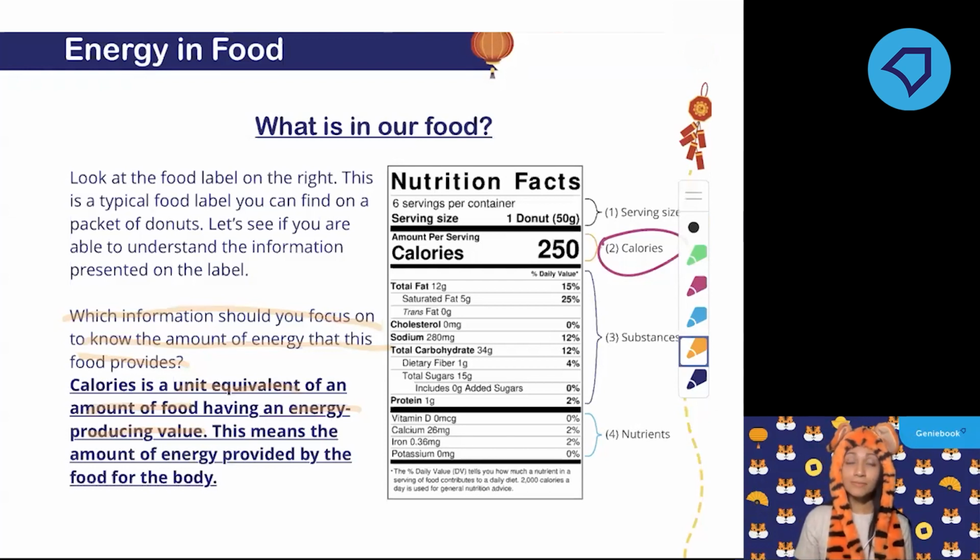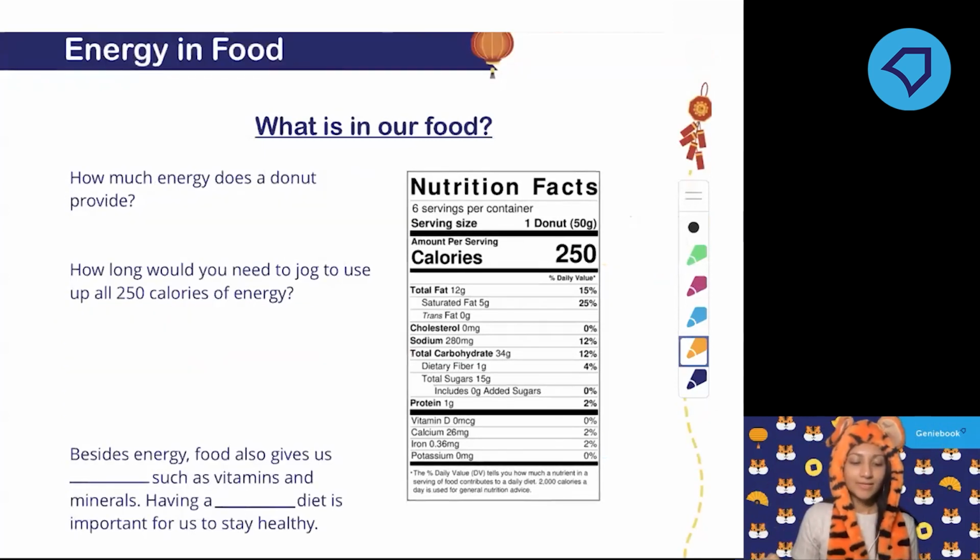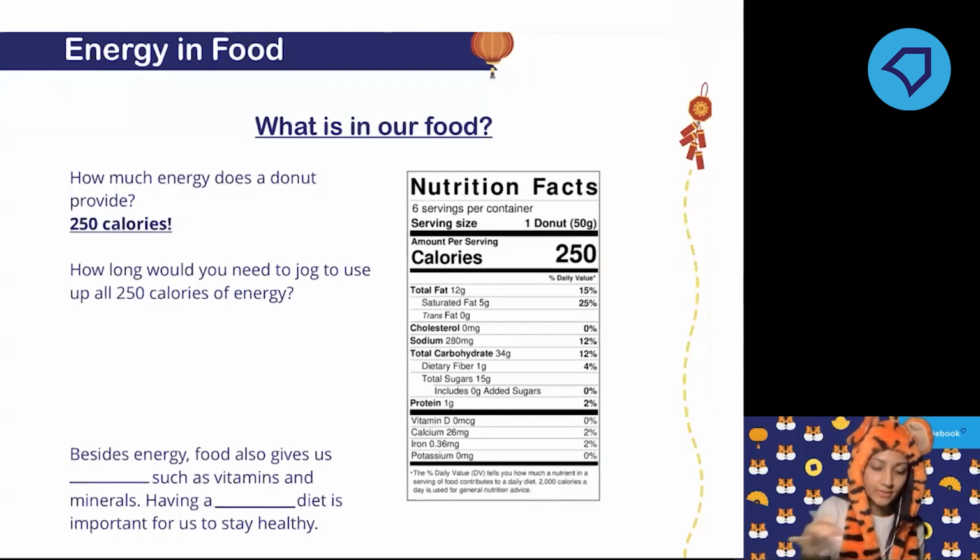Sometimes they use joules or kilojoules. That is just another unit for calories or for energy. Sometimes they change, so you have to read the correct one. Moving on. So how much energy does the donut provide? In this case is, of course, 250 calories. I think this one is too easy.